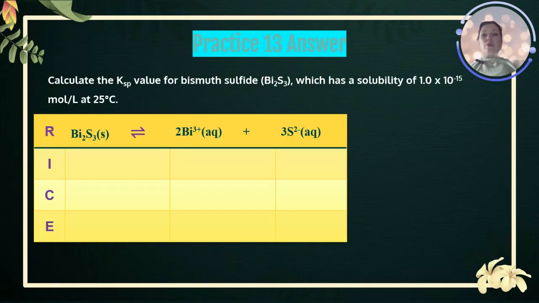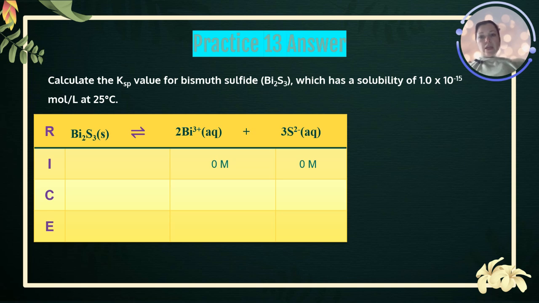Okay, so you're going to set up an ICE table, and the first thing you need to do is write the dissociation equation. Remember that we need to include charges here, and your subscripts, unless it's a polyatomic, become coefficients. So this is 2Bi3+ plus 3S2-. Initially, we have none of any of your ions, and we get to ignore all the information about the solid because it's not going to be included in the equilibrium anyway.